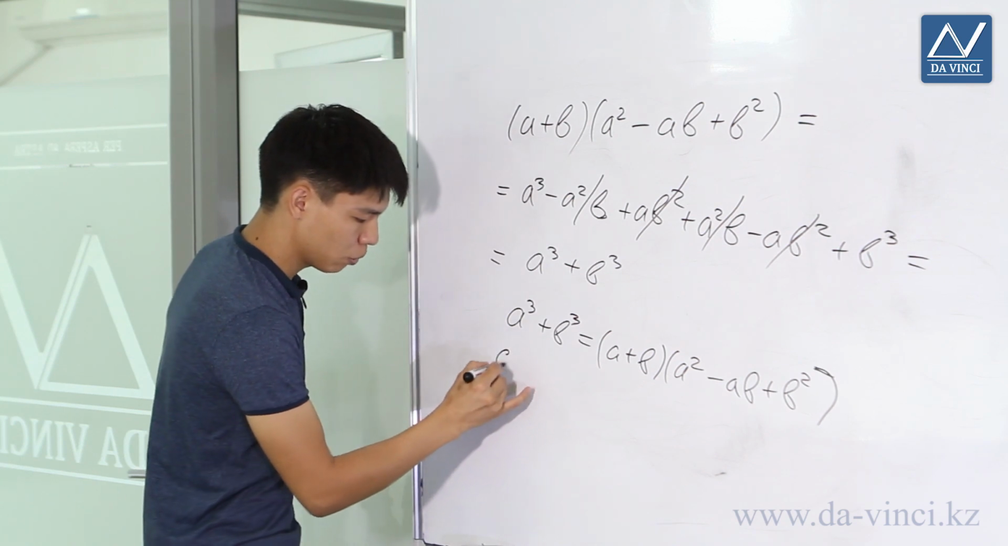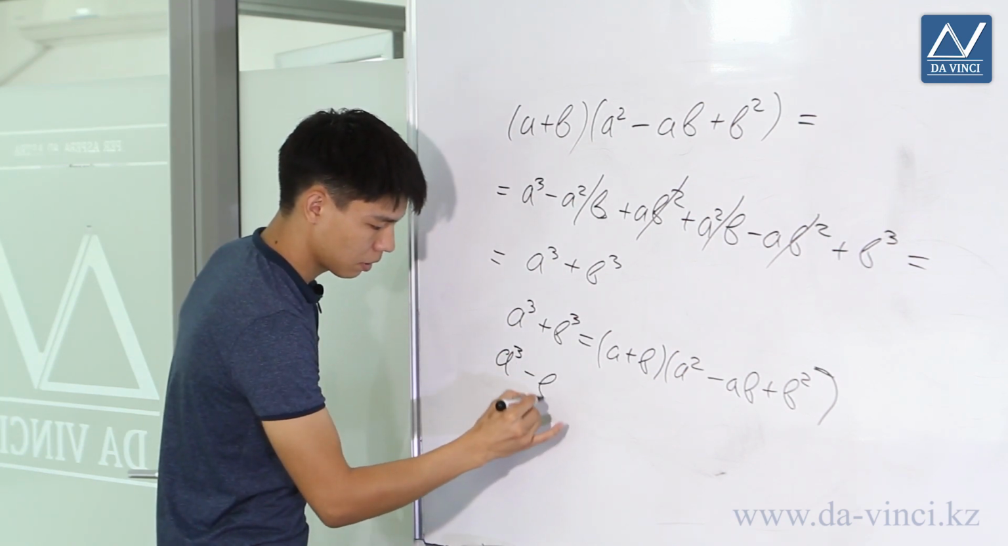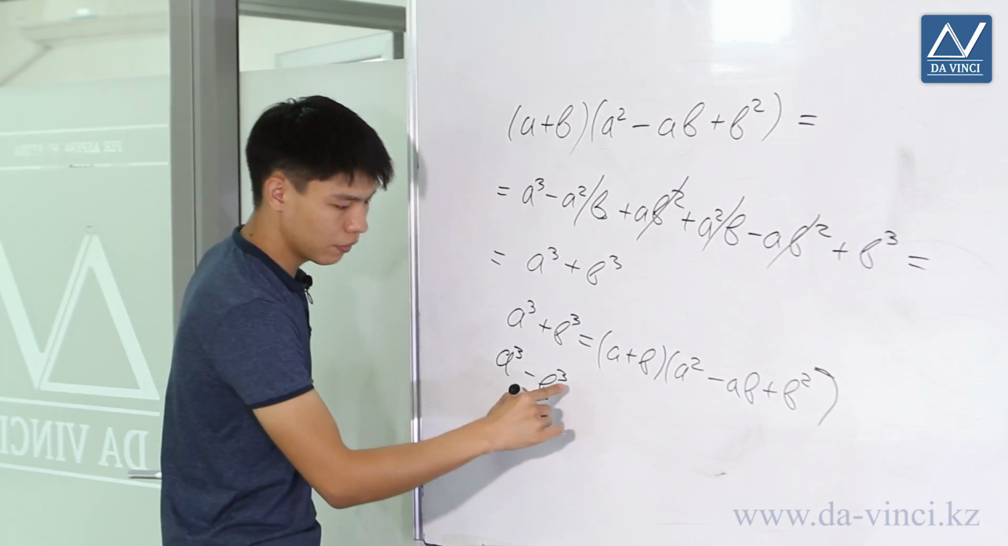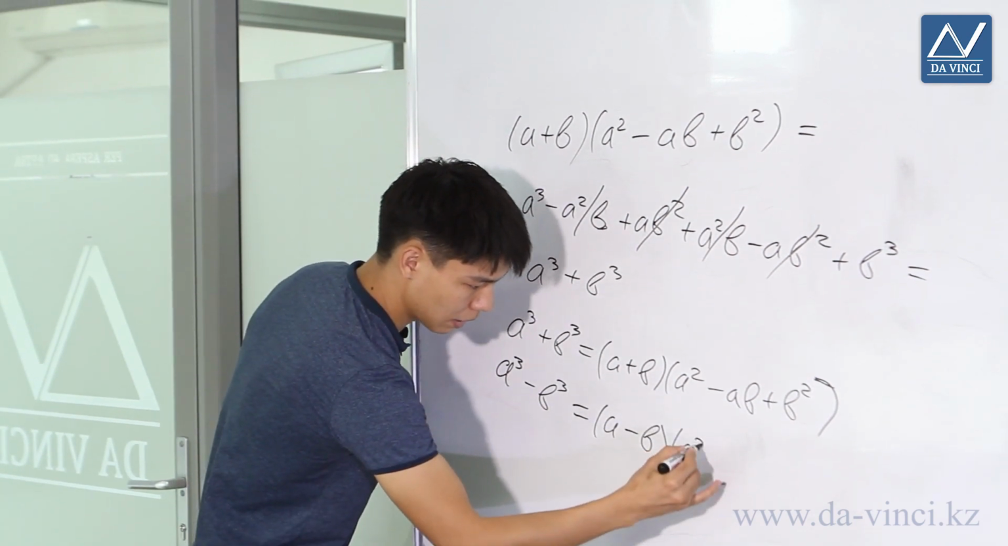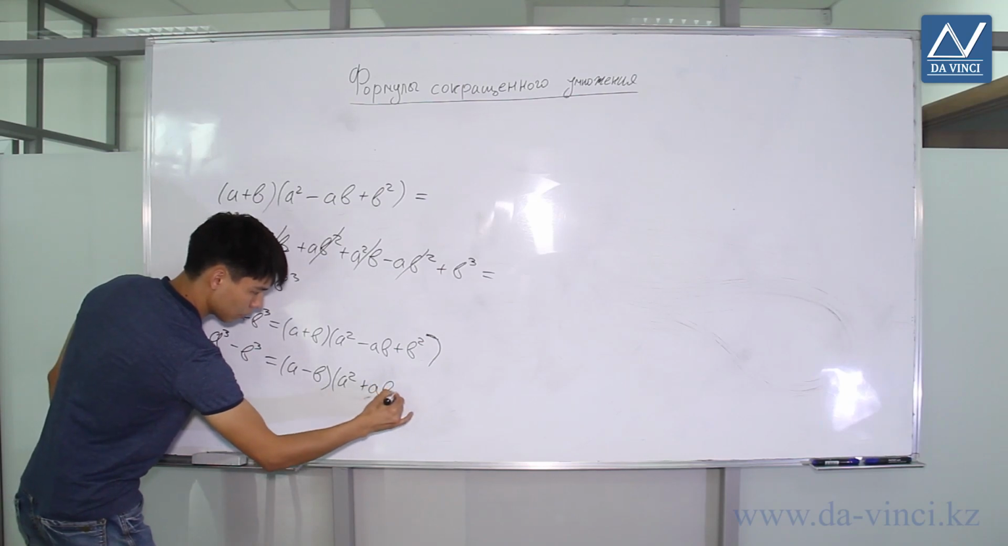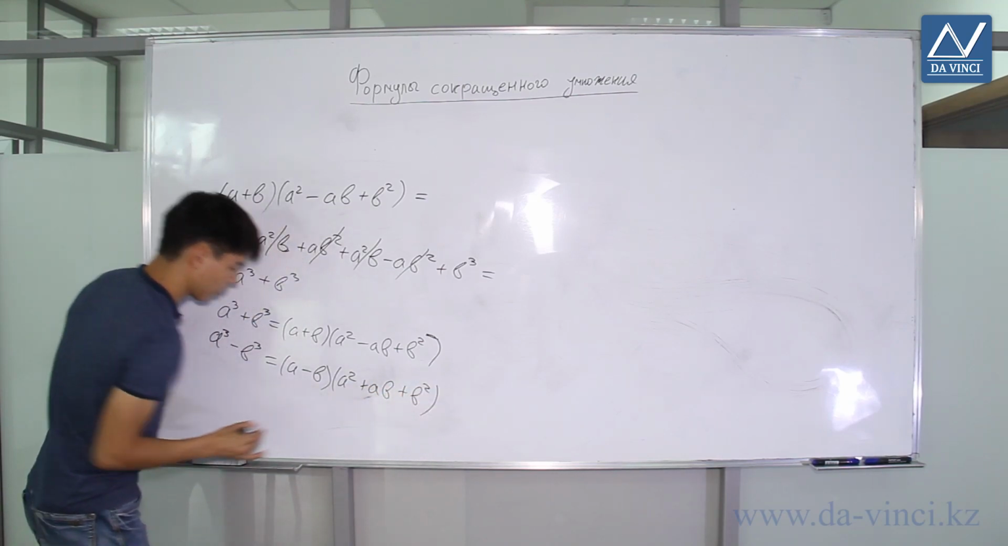We can get exactly the same kind of formula for the difference. The difference of the cubes of two expressions will be equal to (a minus b) times (a squared plus ab plus b squared).